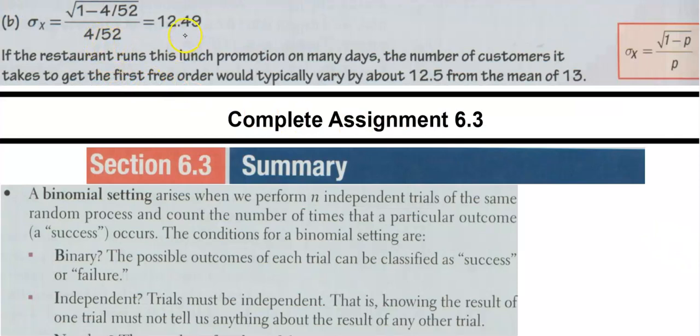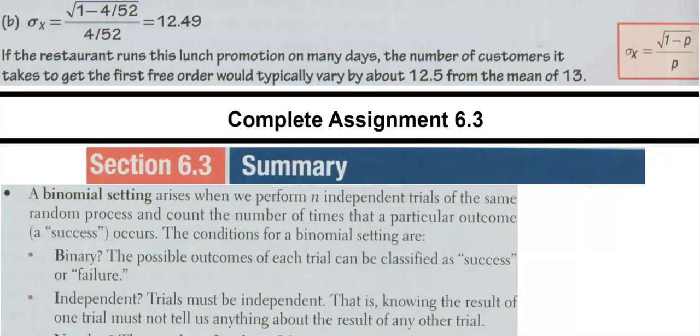Alrighty, and then the standard deviation is 12.49. I do the formula, 1 minus p, all square root, divided by p. So if the restaurant runs this lunch promotion on many days, the number of customers it takes to get the first free order will typically vary by about 12.5 from a mean of 13.